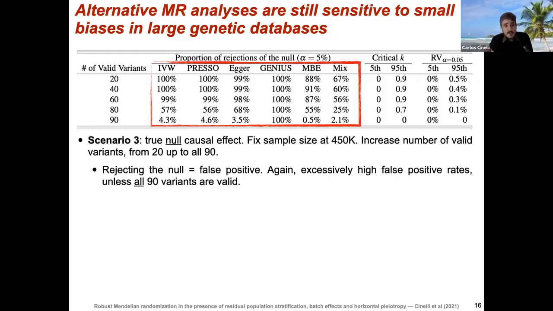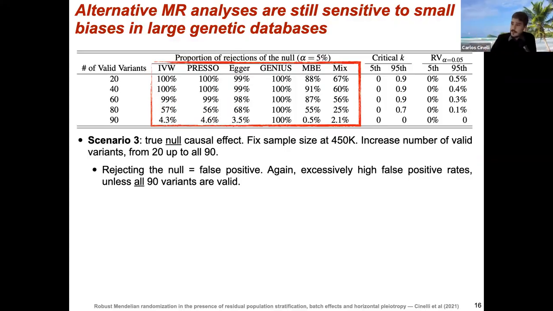So again, here rejecting the null is a false positive, and we also find excessively high false positive rates unless all 90 variants are valid. And this is particularly interesting because some of the methods should work here, because although the InSIDE assumption is violated, so MR should fail, here we do have that the mode of the variance is valid.